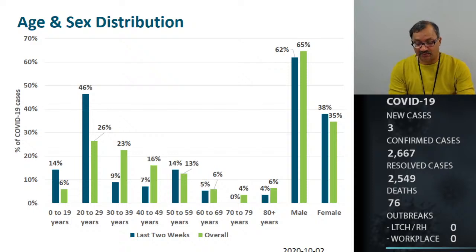Looking at the age and sex breakdown of all residents in Windsor-Essex, there are significant differences between male and female. More males were affected by COVID-19 compared to females. When we look at the age distribution, younger adults are showing up with more cases compared to the middle-aged individuals and older adults.